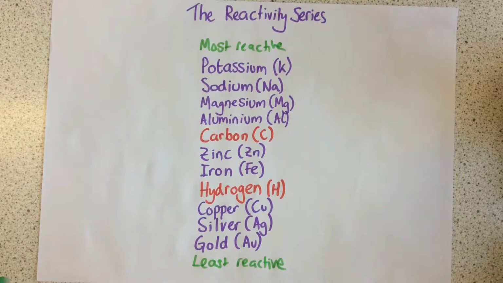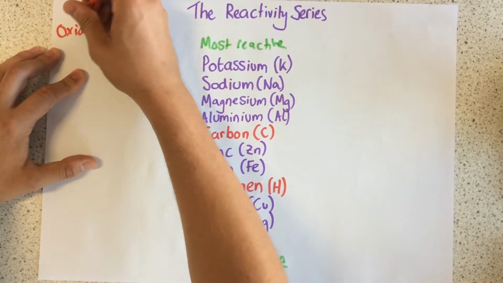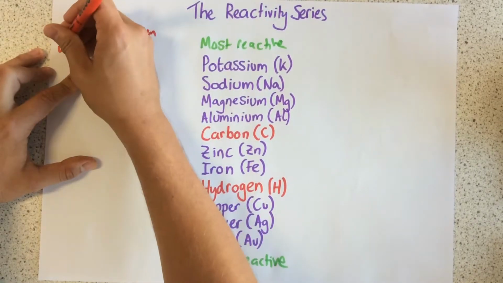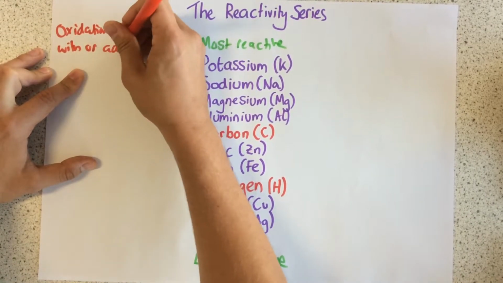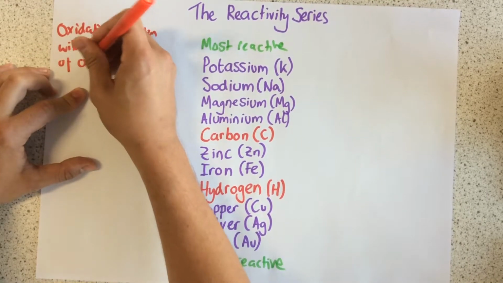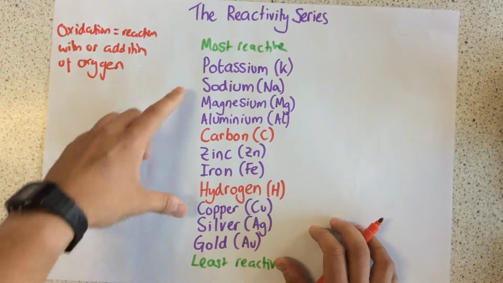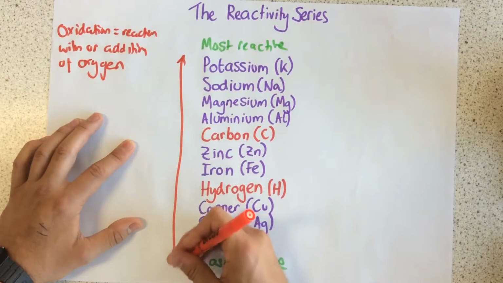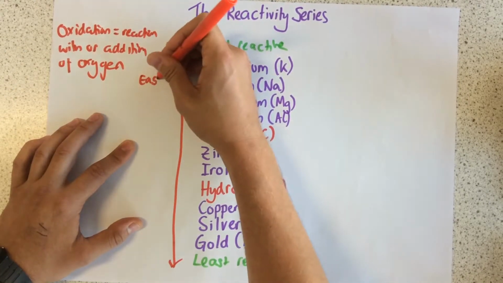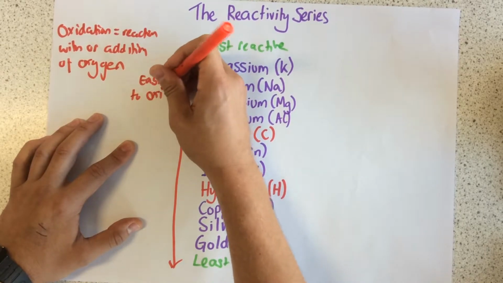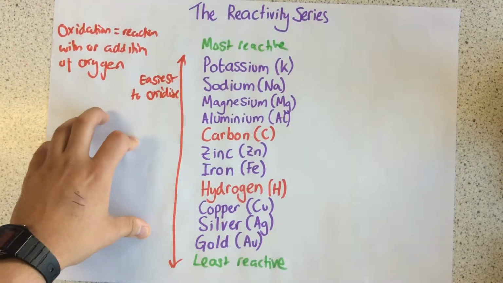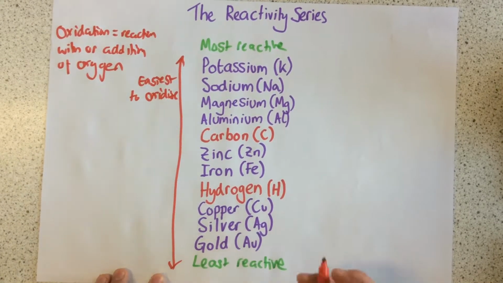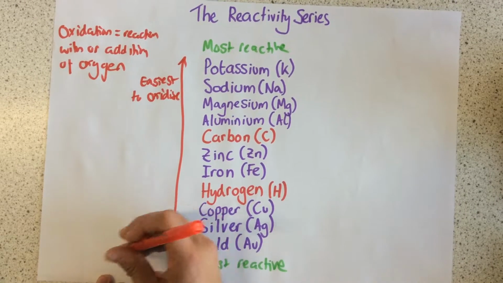So, a bit of information we need to know is about oxidation. Oxidation means a reaction with or addition of oxygen. So, for the elements at the top, for example, potassium is very, very reactive. As a result, potassium is the easiest to oxidize. It oxidizes very, very readily. That's why it's right near the top. And as you go down, it becomes less and less easy to oxidize, right until you get to the bottom at gold, which is the most resistant to oxidation.